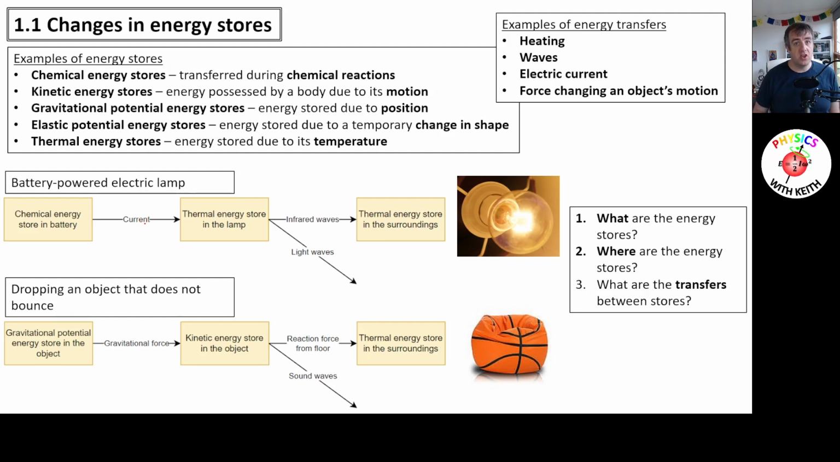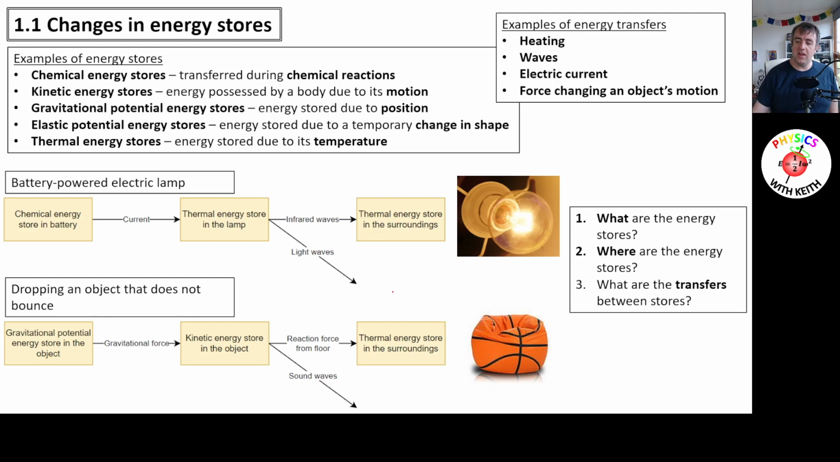In this case, it is the current transferring the energy from this store to this store. And then the next step, we have energy coming out of the thermal energy store of the lamp and going into the thermal energy store of the surroundings. And it's the infrared waves that transfer that energy from the lamp to the surroundings. So the waves aren't themselves a type of energy. That's incorrect. But they transfer energy from the lamp to the surroundings.